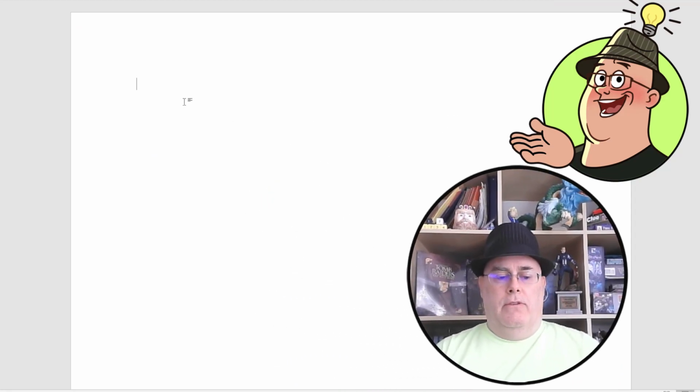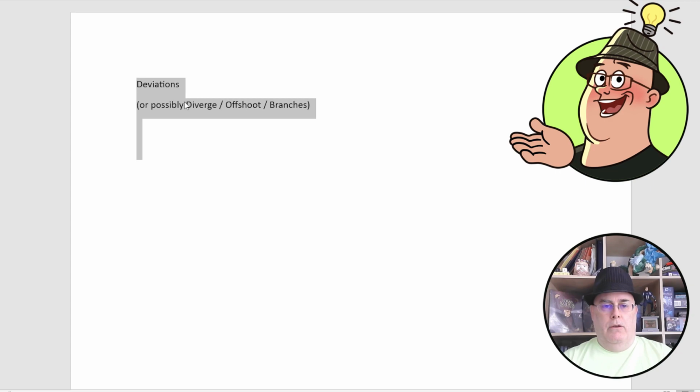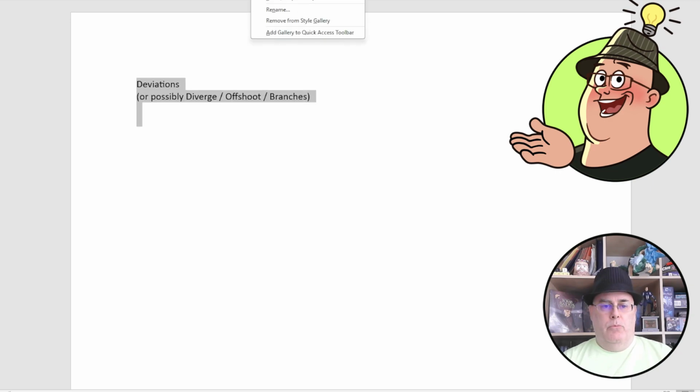All right, getting into it. This is a brand new game. I have done a little bit of thinking about it, but I've been trying to save most of the thinking for capturing for this video. So I haven't even really decided what to call this, but my primary working title is Deviations. Or possibly diverge or offshoot, branches, don't really know. And maybe the exploration will help to solidify what name works best here.